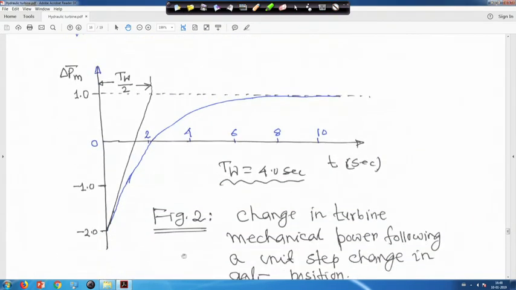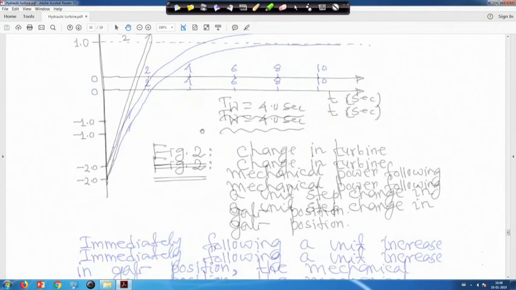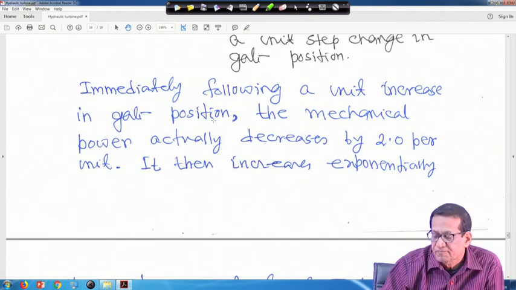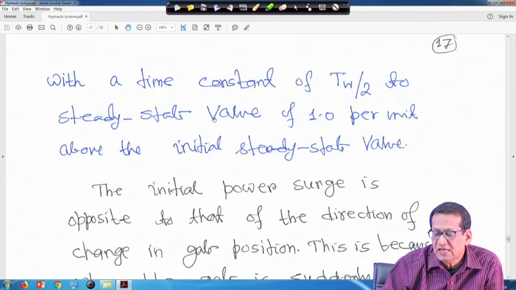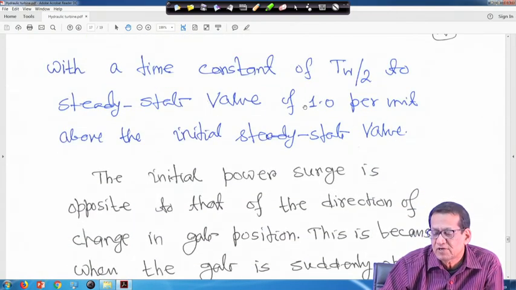That means if you draw a tangent like this, it will come here. T w is 4, so T w by 2 is equal to 2, approximately as I have made it here, that is your 2, right, with a time constant to steady state value of 1.0 per unit above the initial steady state value.